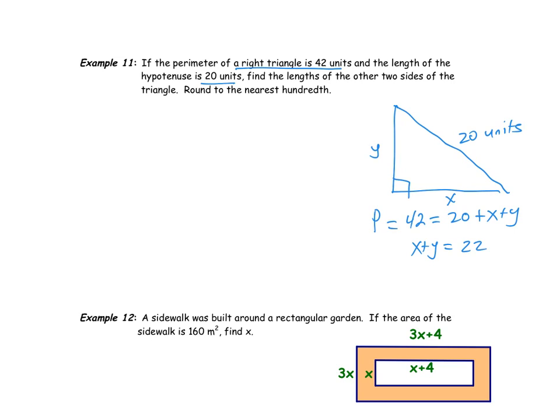And now I'd really like to just write this in terms of one variable. So instead of y, I can call this 22 minus x. So I'm going to get rid of y here and instead write 22 minus x. Now we have the lengths of the sides of the triangle all in terms of one variable, and I should write a let statement. So let x equal the length of one of the legs.